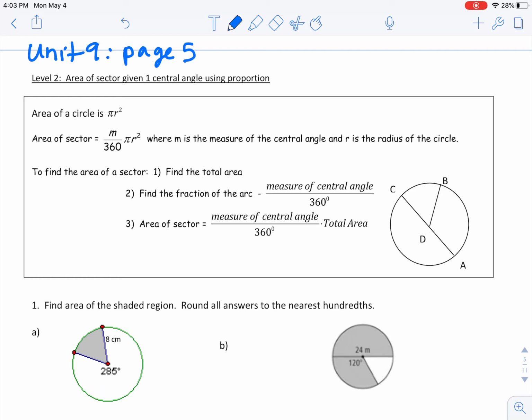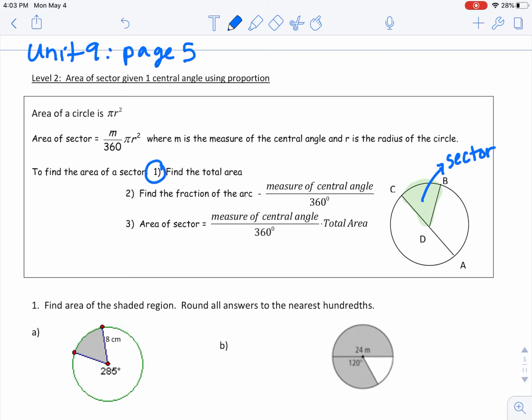What we're trying to find is, if you have a circle and they shade in a part of the circle like this, that part that's shaded in is called a sector. It's like a section, but it's called a sector. What we want to find is the area of that shaded sector. It's still 3 steps, just like last time.